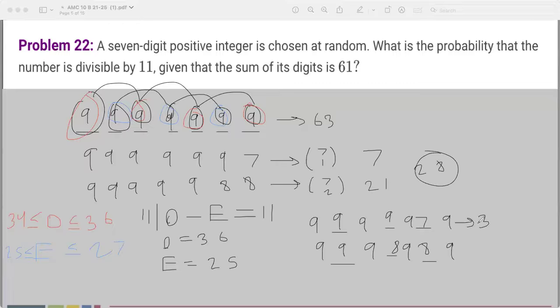In this case, there are three possibilities, right? Three choose one to choose where the 7 goes. In this case, there are three choose 2 possibilities, three ways to choose where the 8s go. So in total, there are 6 numbers that are divisible by 11 whose sum of digits is also 61. So now our answer is just going to be the number of numbers divisible by 11 whose sum of digits is 61, over the number of numbers whose sum of digits is 61. And that's just going to give us 3 over 14.